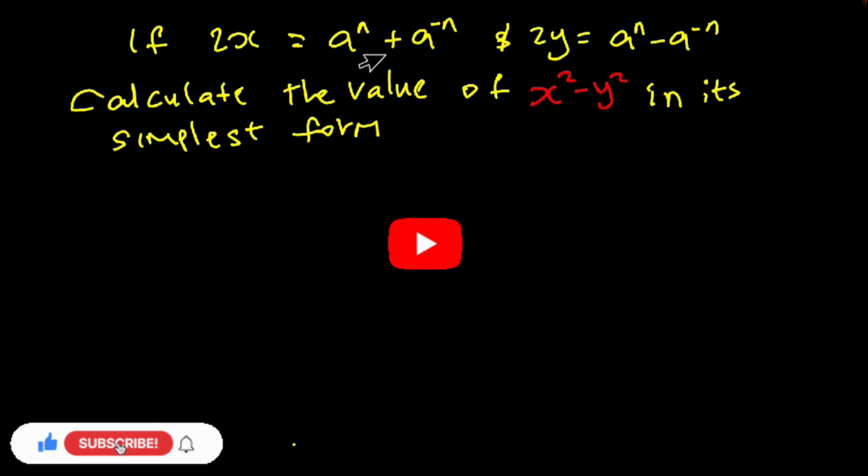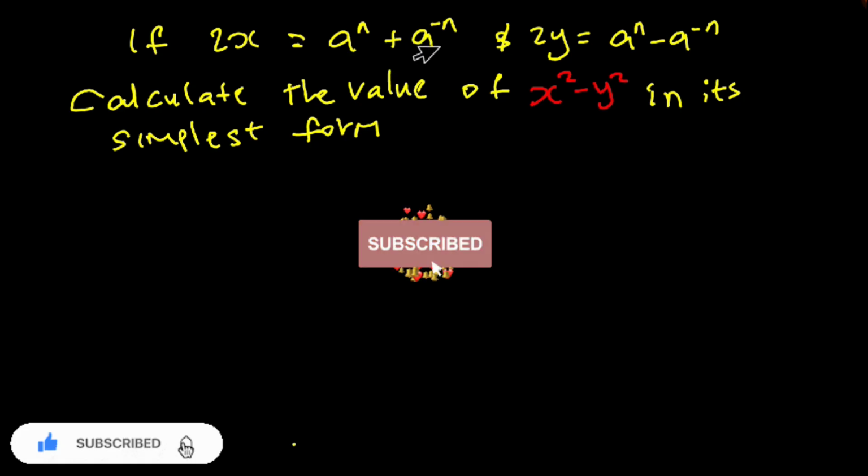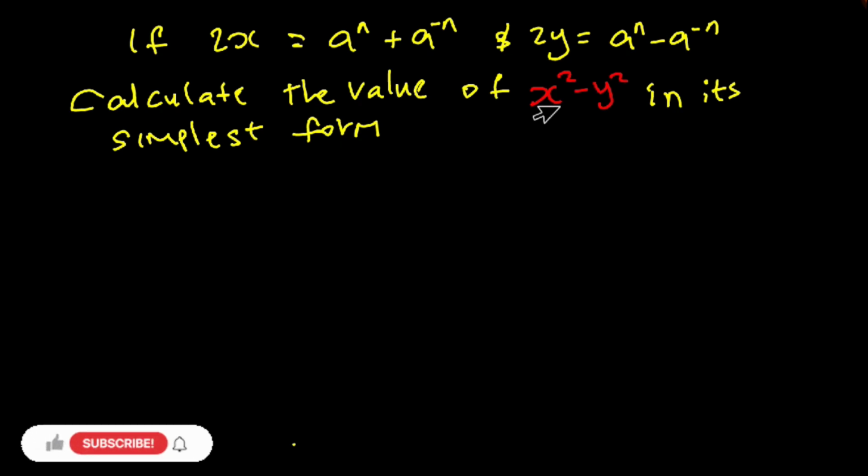If 2x is equal to a raised to the power n plus a raised to the power negative n, and 2y is equal to a raised to the power n minus a raised to the power negative n, calculate the value of x squared minus y squared in its simplest form.